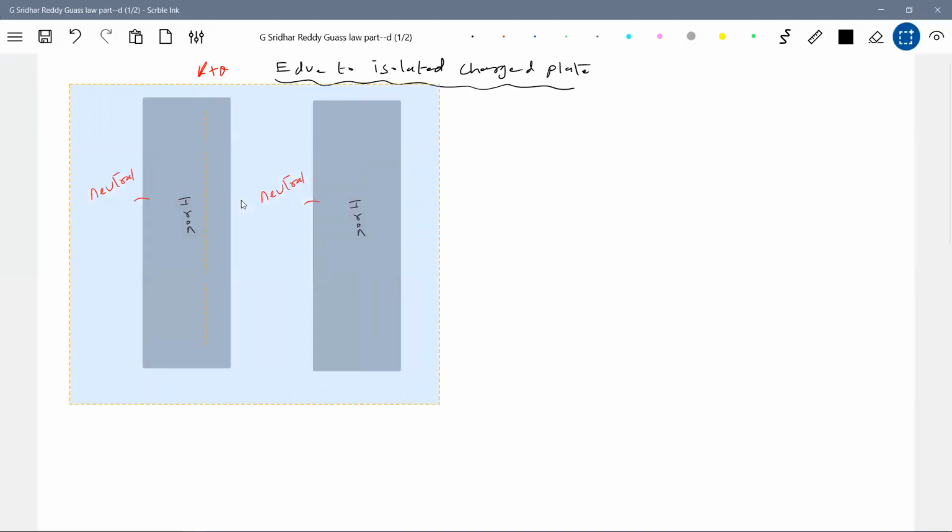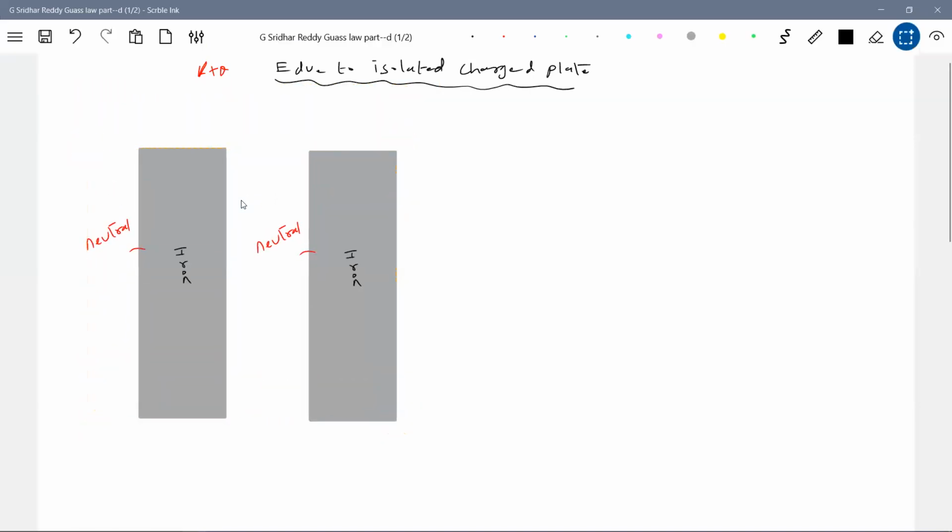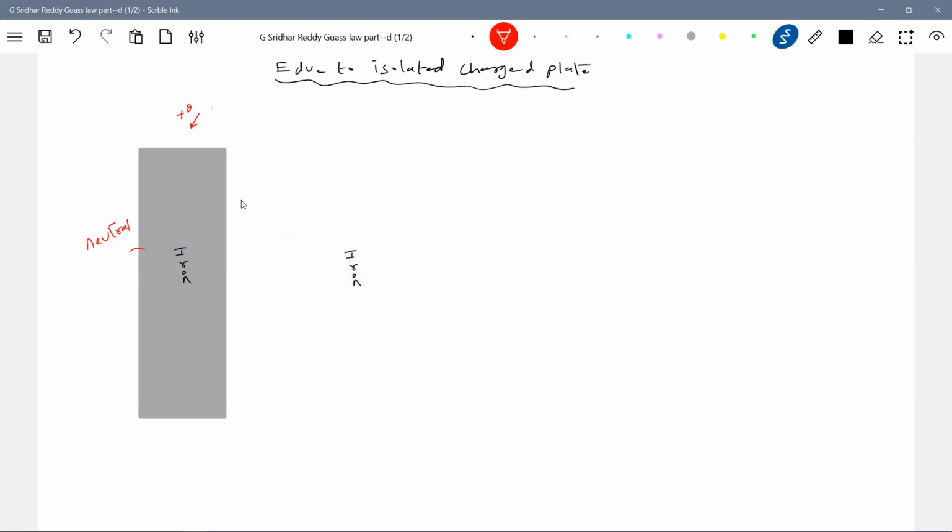Let me pull it a little bit down. So when we add a charge to it, what conditions will arise? Where does this charge reside? This charge will reside on the surface. It will not go into the material of the conductor. Do you agree?